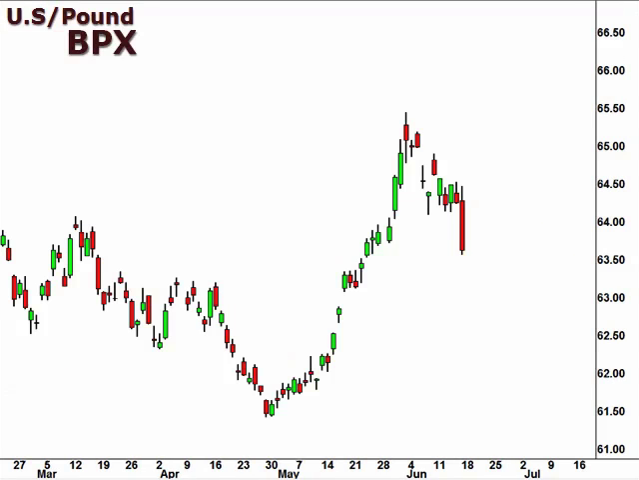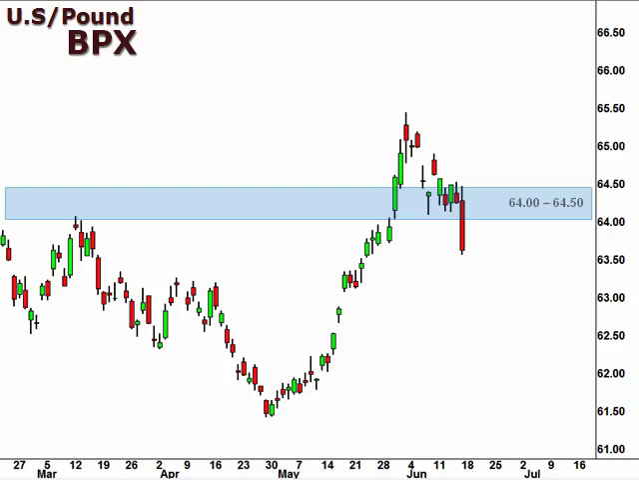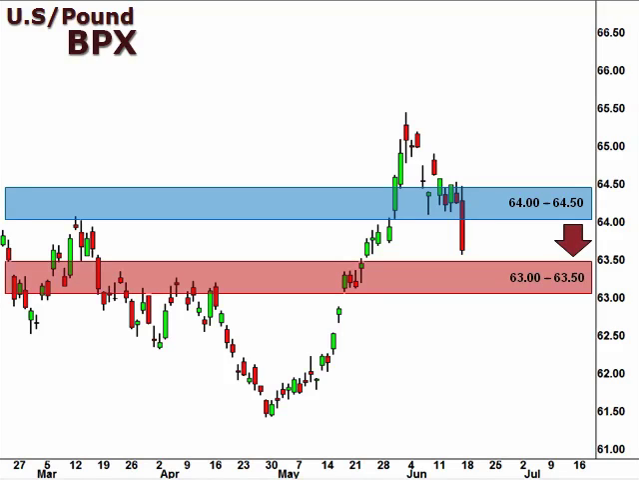Let's take a look at the BPX, the US dollar versus the British pound. Well, the BPX broke below the 64.5 level, which now becomes resistance. We are likely to see a test of 63.5 this week.